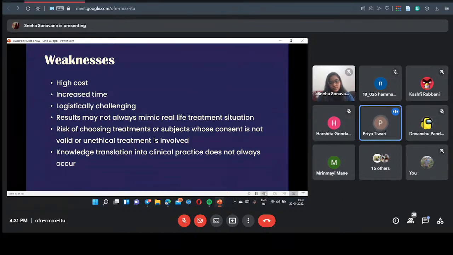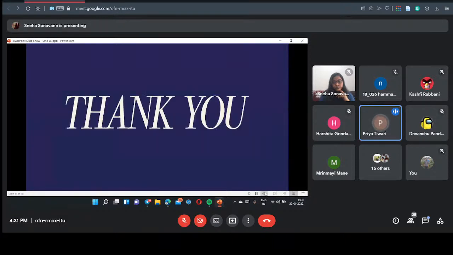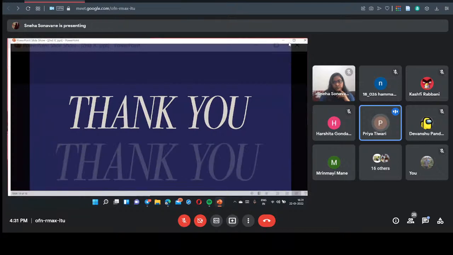And then the knowledge translation into clinical practice does not always occur, because although it is a randomized trial, it is done in a controlled way. So it is not necessary that whatever result was obtained in our RCT is applicable in clinical practice too. So this was the brief idea about the RCT. I hope you understood at least some bit of it.